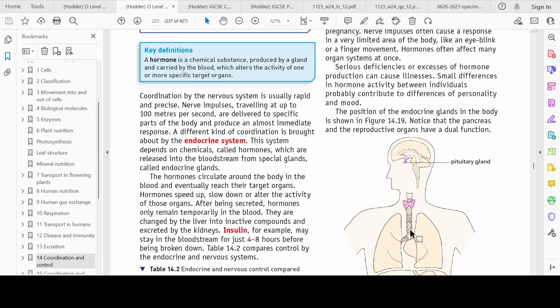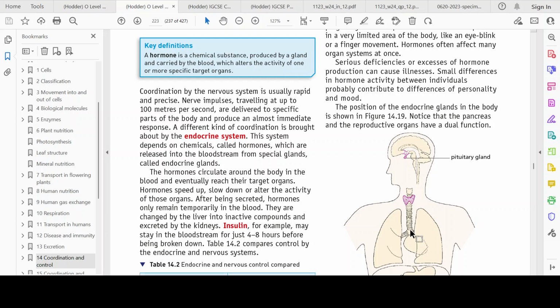Okay. So as you can see in the key definition, a hormone is a chemical substance produced by a gland and carried by the blood which alters activity of one or more specific target organs. Now, a number of things about this I've already told you: the glands that secrete hormones are part of the endocrine system. They are ductless glands, they release hormones directly into the blood, and they control different parameters of the body, whether it's temperature or blood glucose or the osmotic pressure, so how much water there is in your blood, right? All of those are controlled by hormones.